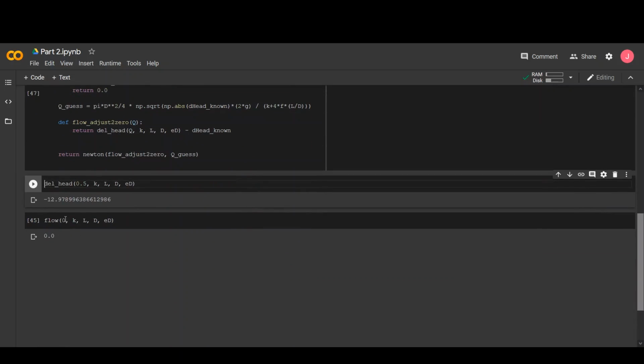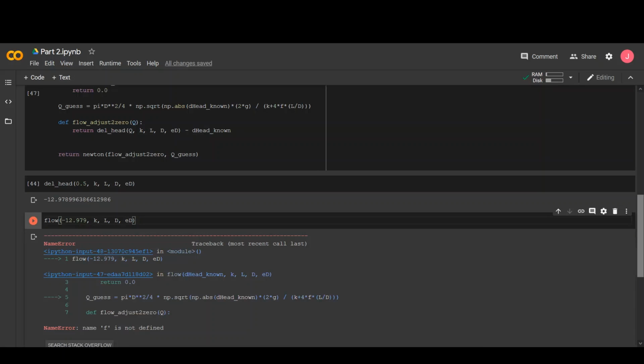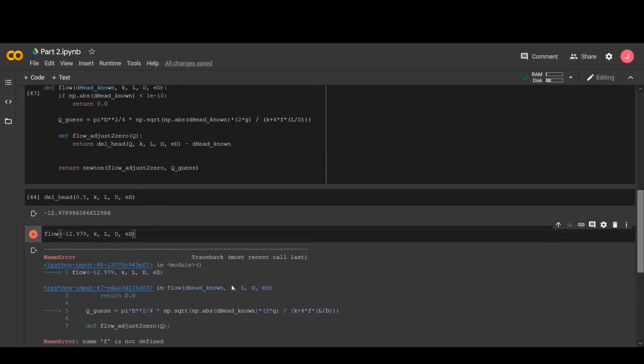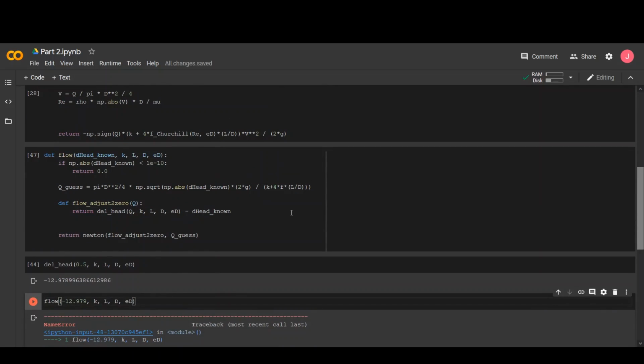Let's see if we get the same answers again with a better guess. So let's go back and say, assuming that our known delta head is around that, maybe 12.97, we'll round that up. I got an error: name f is not defined. Right, the program doesn't know what f is, and that's because I didn't give it that good guess.